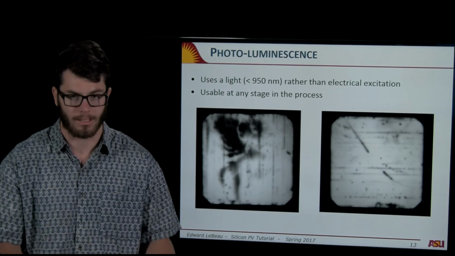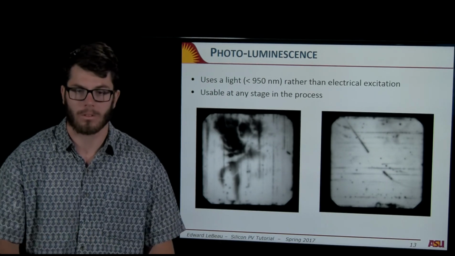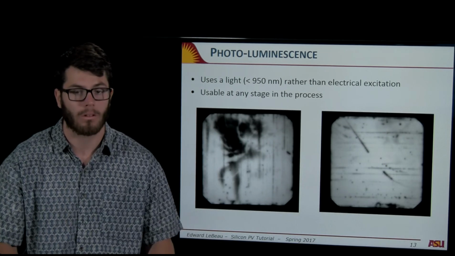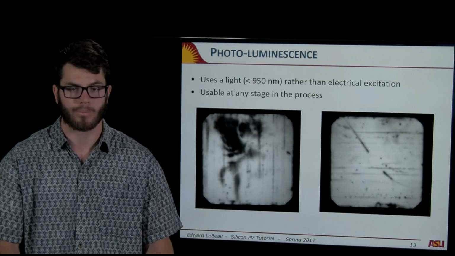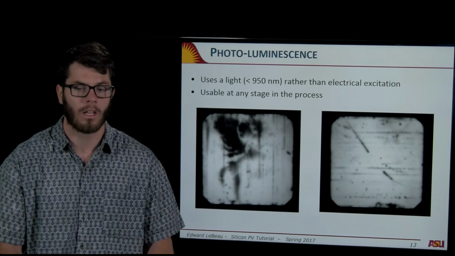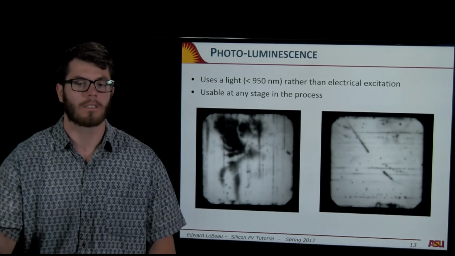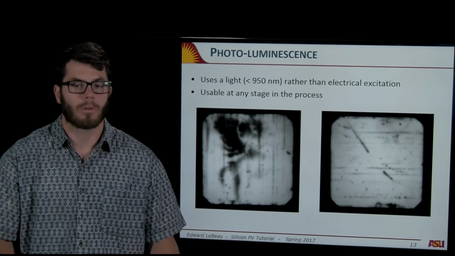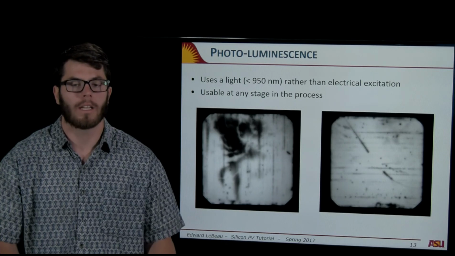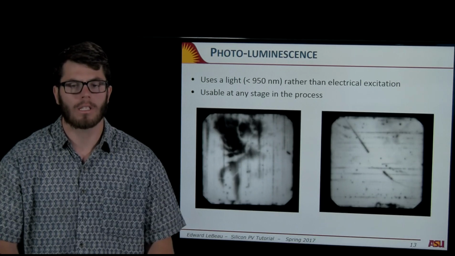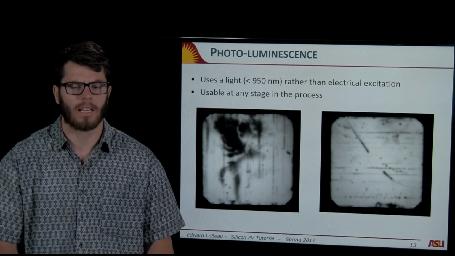The interesting thing with photoluminescence is you can do it at any stage in the process. You don't need contacts or anything. Like electroluminescence, you can only do it at the very end after contacts are on the wafer. So this can be useful to do each step of the way, look at things. And obviously, if anytime there's dark spots, that points to an issue. Largely, it's a contamination issue, things like that.